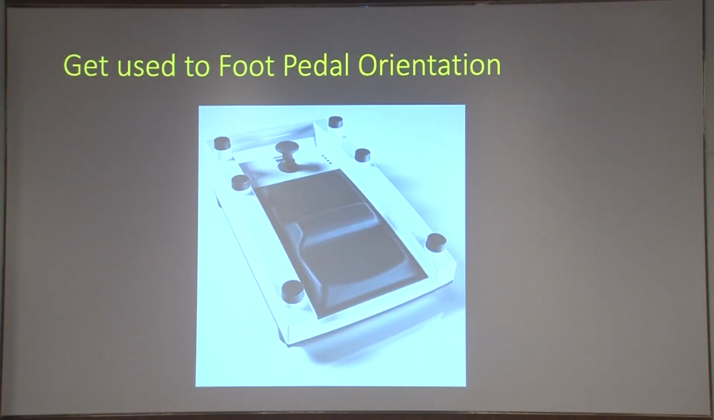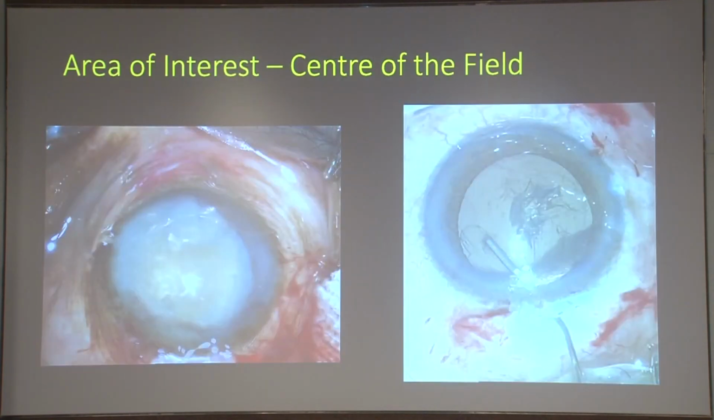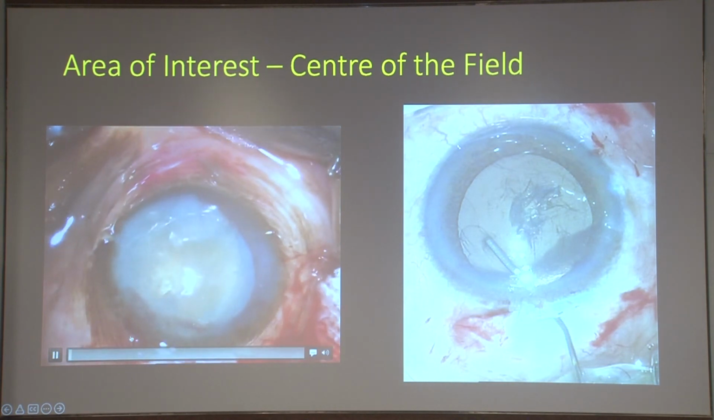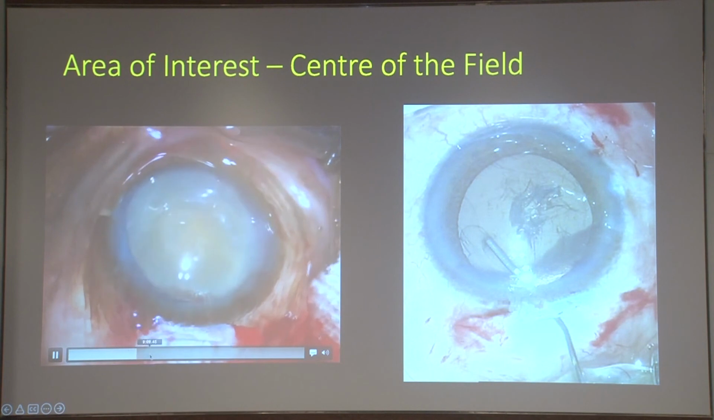Then we should get used to our foot pedal. So whenever there is a little decentration, we have to adjust it accordingly. And we have to always show the area of interest in the center. So in this movie, we just wanted to show how you do a vectis delivery of the nucleus.